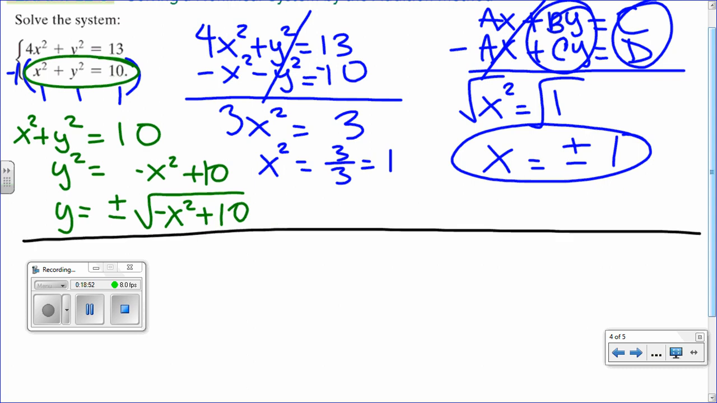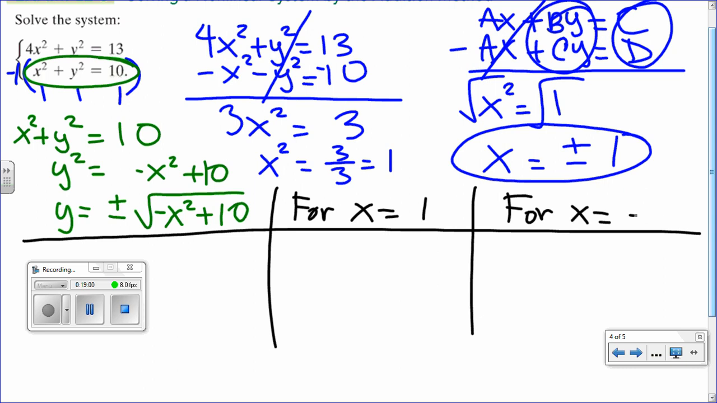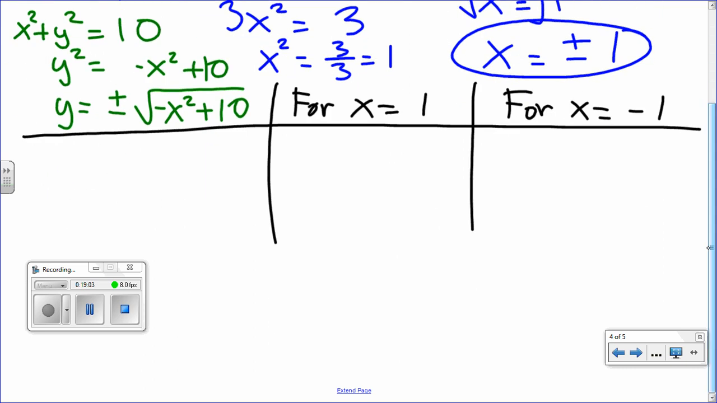So that's the rule for both. So we're going to have for x equals 1 and for x equals -1. Wouldn't it be the same?